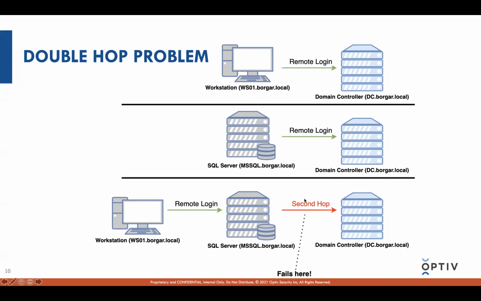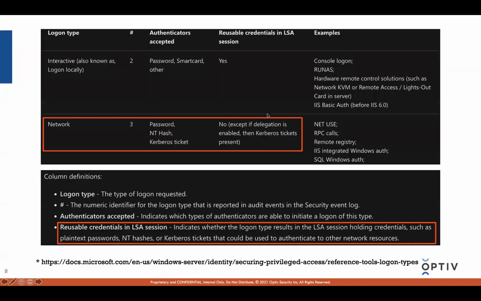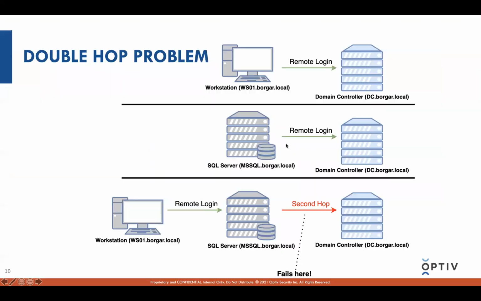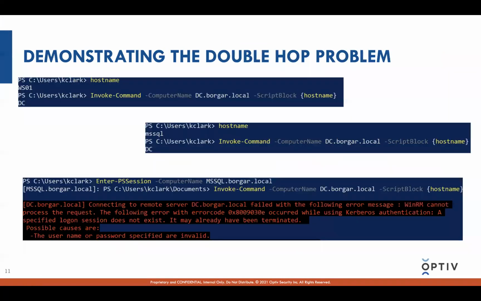The reason for that is because of this caching of credentials. Network logon does not cache credentials. So the first hop here uses the cached credentials from the workstation, and then the second hop, since it's a network logon, will not have any cached credentials to be able to use to authenticate in this chain. So that's a problem for us. So here's basically some demonstration of this.